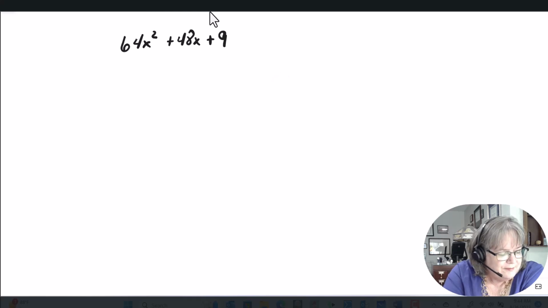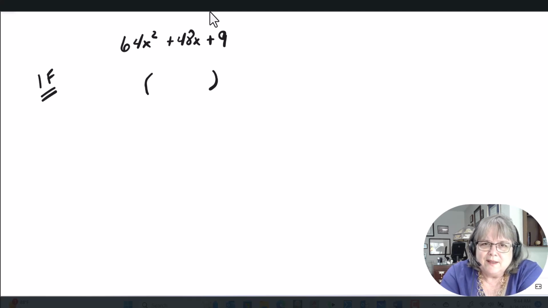Now this one does not have a lead coefficient of 1, but it does have a square on each end. Right, 64x squared and 9 are squares. So let's try. If it is a binomial square, and this is a big if, you square root the front, square root the back. This sign comes down here, and you have to check these.